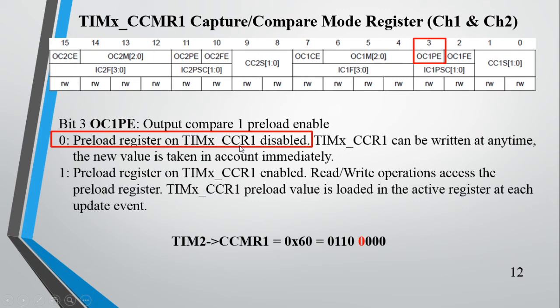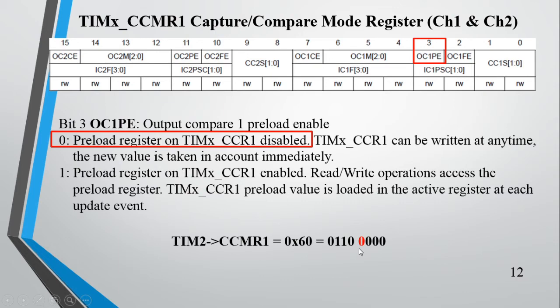But in my case, I don't need that. Whenever I write a value to the CCR1 register, it should take effect immediately. Whenever I write to CCR1, CCR1 should directly change to the new value. So I am going to disable the preload register. I am writing bit number 3 as 0, which means the preload register is disabled. So when I write 60, bit number 3 is 0.